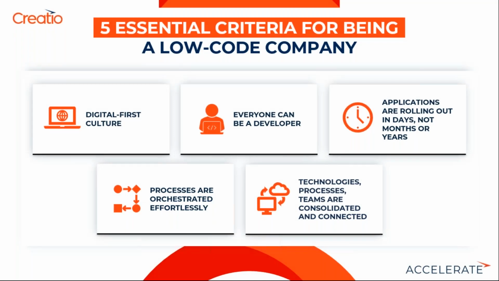So when we look at it from that perspective, there are 5 essential criteria for being a low-code company. First, you have to embrace a digital-first culture. And that really is driven from the top down. That message has to be from leadership, communicated effectively across the organization, and then implemented. When we take that approach, there are challenges with becoming that digital-first culture.